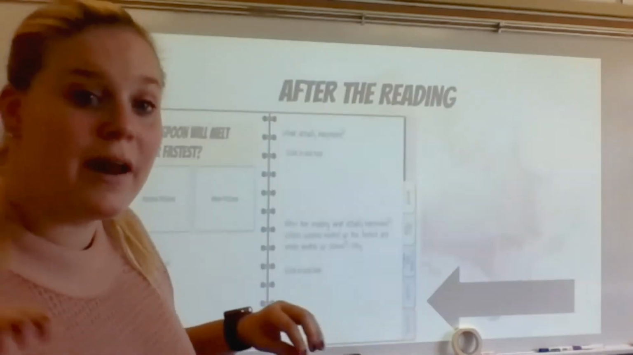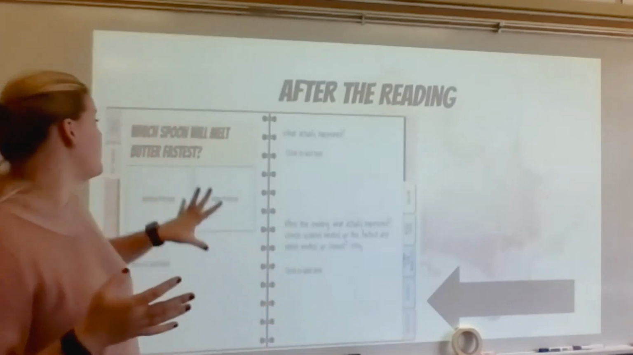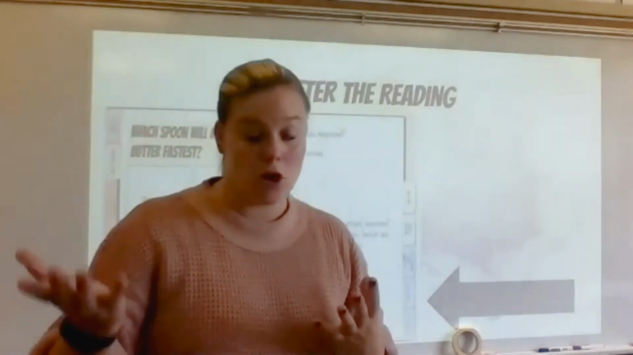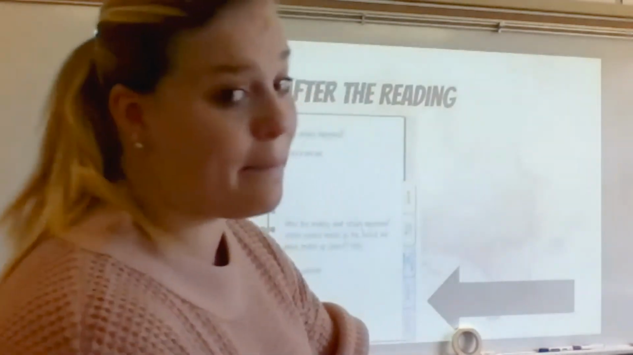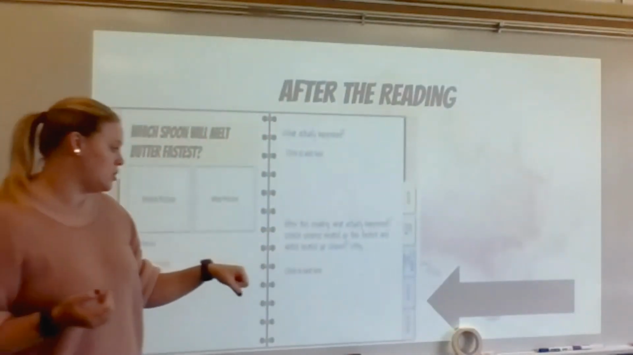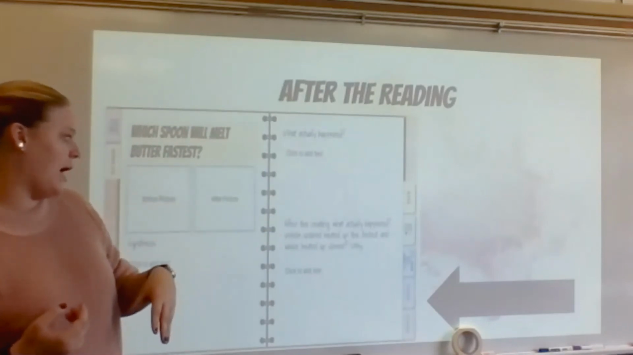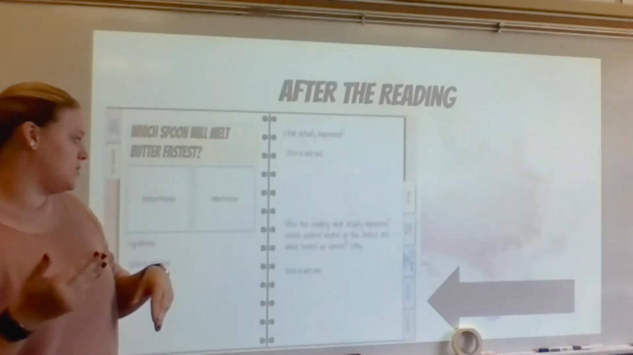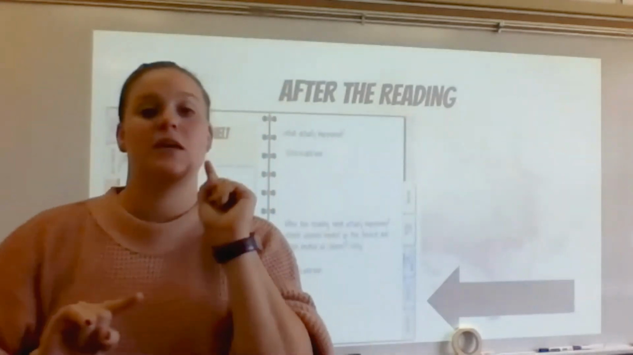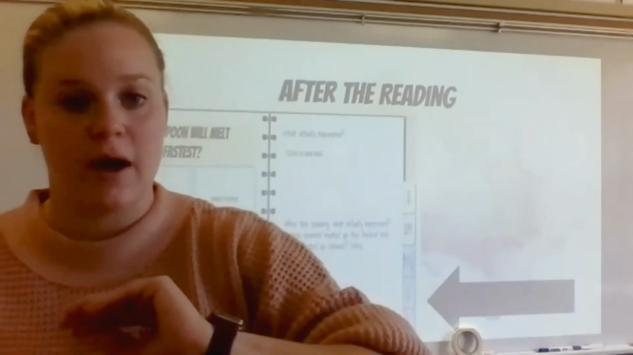Okay, so now we are going to be doing the after reading. So now that you know what a conductor is, know what an insulator is, know what happened in our experiment, you need to go to the bottom of your Science Notebook page, and you need to answer the question, after the reading, what actually happened? Which spoon heated up fastest, which heated up slowest, and why? You have to explain why. So I'm going to give you a few minutes to do that right now.